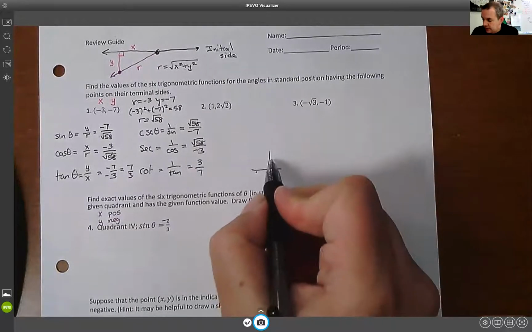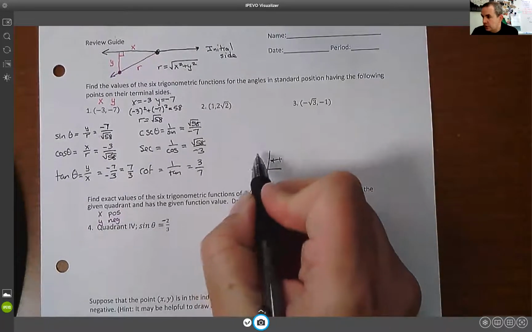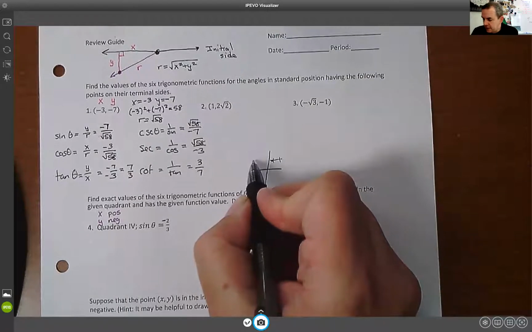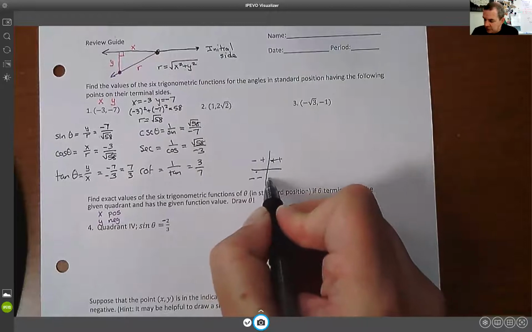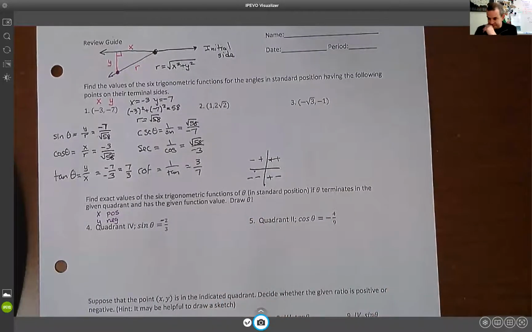Quadrant 1 is positive, positive. Quadrant 2 is negative X's, positive Y's. Quadrant 3 is 2 negatives. Quadrant 4 is positive X's and negative Y's. So in this case, we are dealing with that.